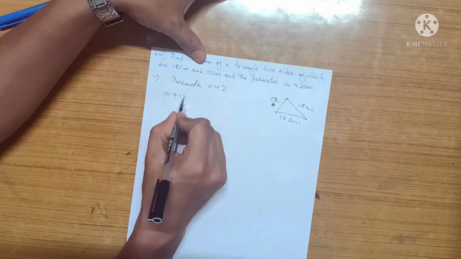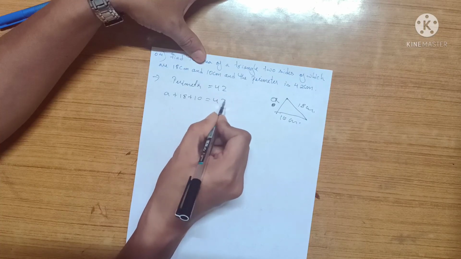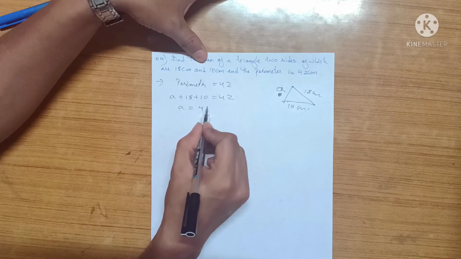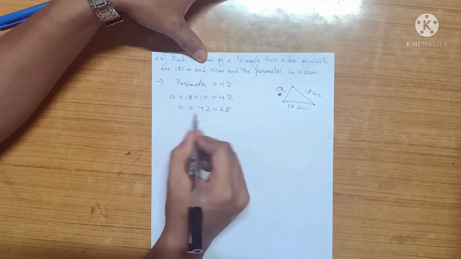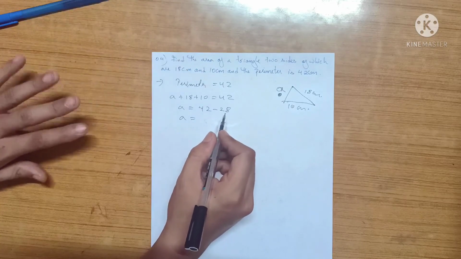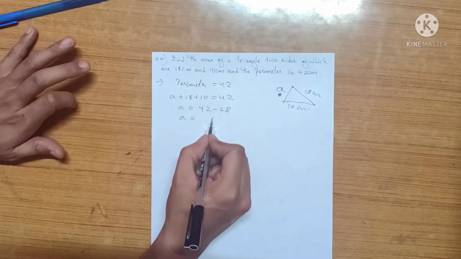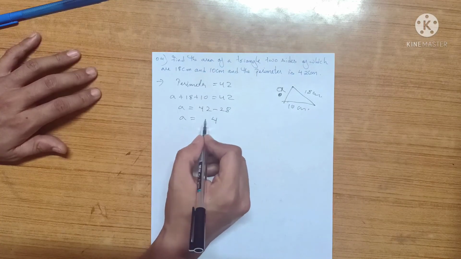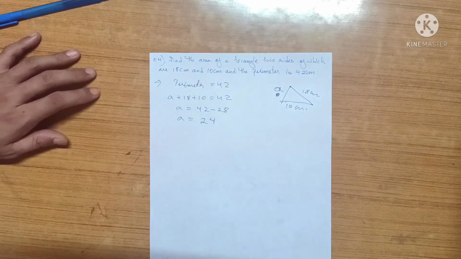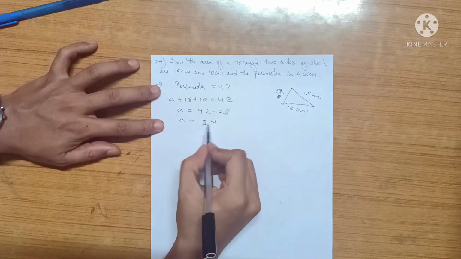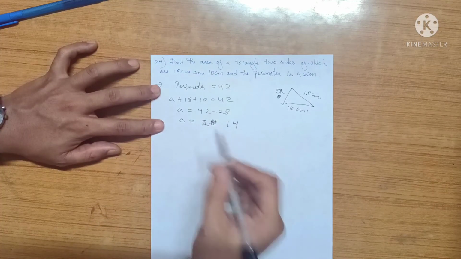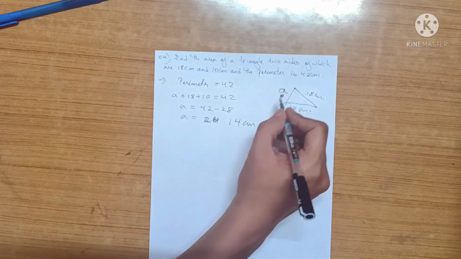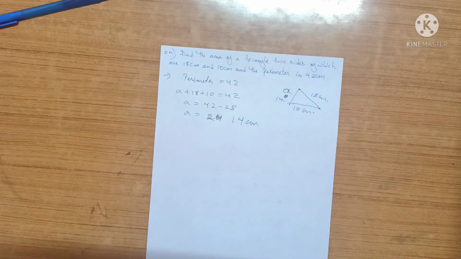So A plus 18 plus 10 equal to 42. So A equals 42 minus 18 plus 10, which is 28, right? So if it goes to this side, it becomes minus 28. So 42 minus 28, 12 minus 8 is 4, and then 3 minus 2 is 1, which is 14. So A is 14. We're getting this as 14. Okay.